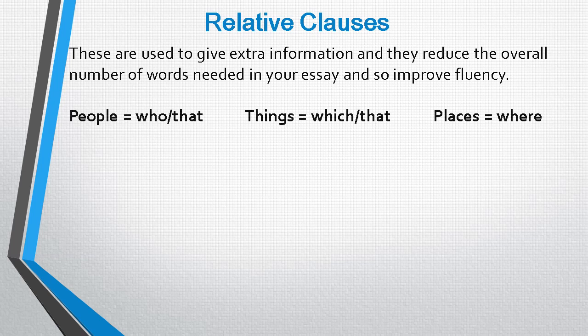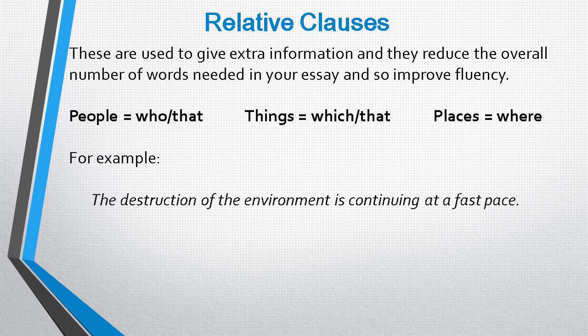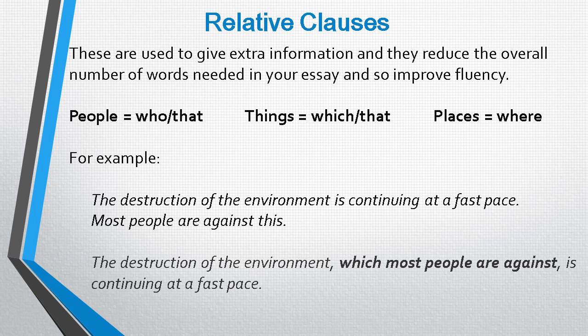For example, the destruction of the environment is continuing at a fast pace. Most people are against this. That's 2 simple sentences. Nothing wrong with them, but it sounds nicer and it's a higher level of grammar if you write the destruction of the environment, which most people are against, is continuing at a fast pace. Now here we've simply been able to insert that extra simple sentence after we first talk about the main noun of the sentence, which is the environment.